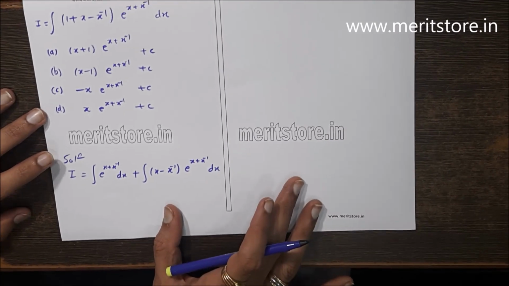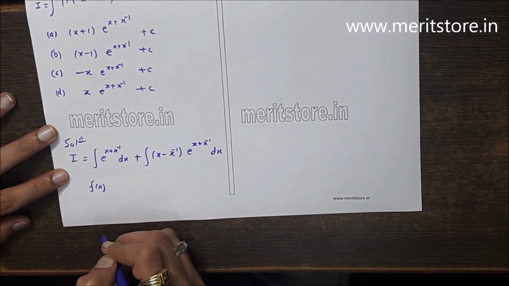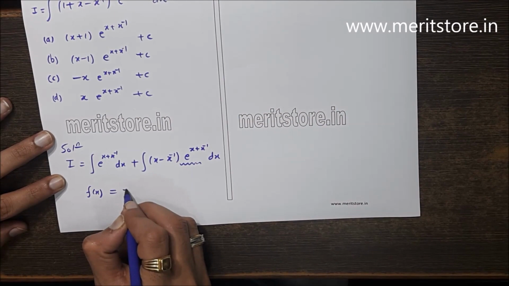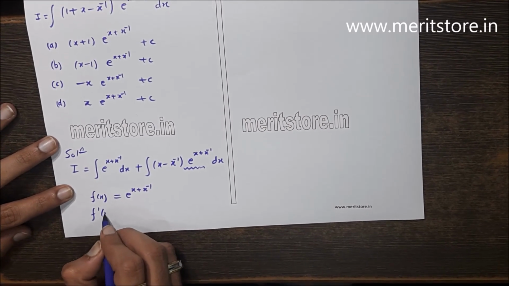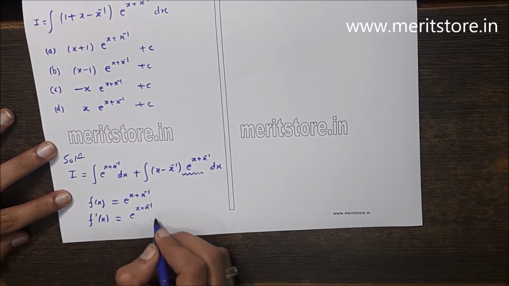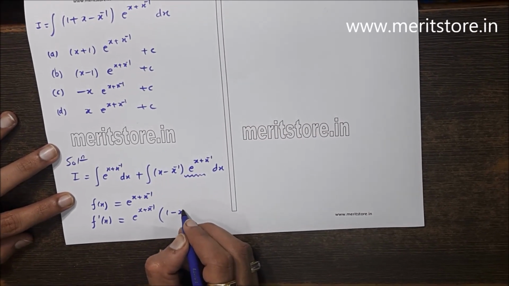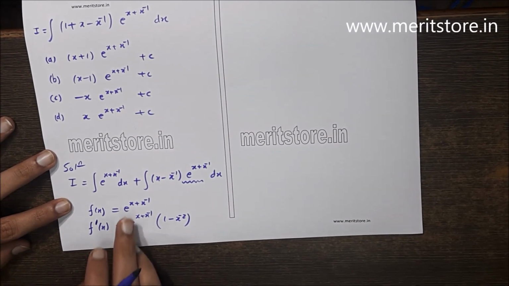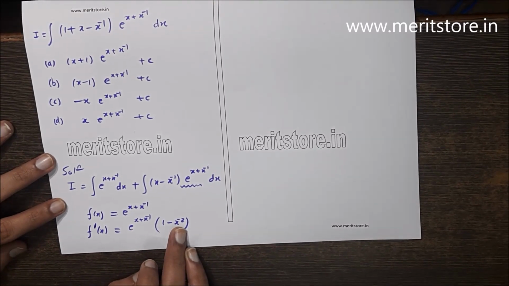Now if you observe, if I take my f of x as e raised to x plus x raised to minus 1, and if we differentiate this term, we'll get e raised to x plus x raised to minus 1 into 1 minus x raised to minus 2. So this is our function, and the derivative is the same term with 1 minus x squared.